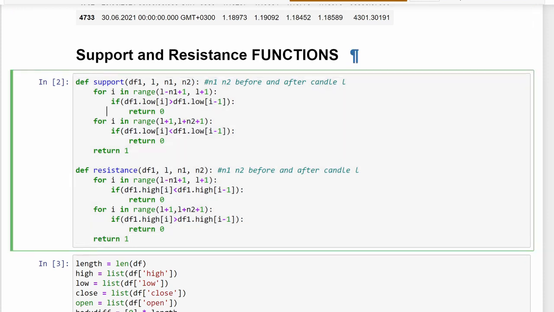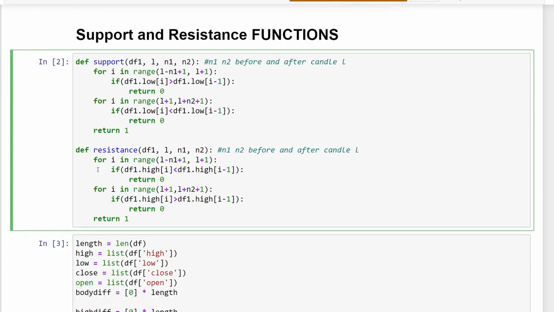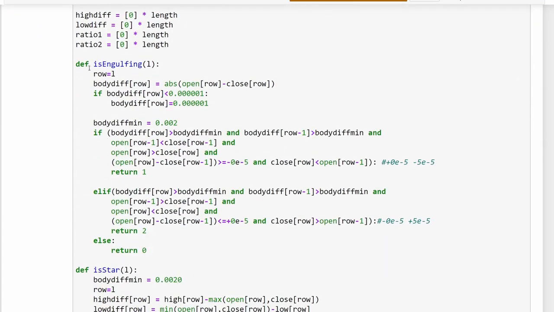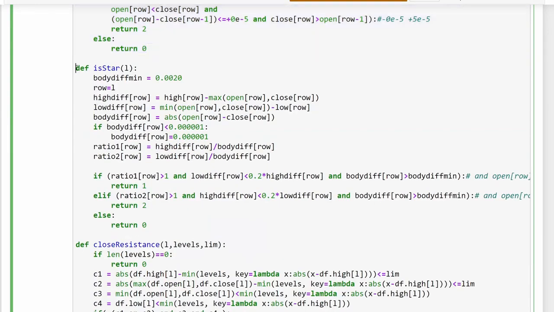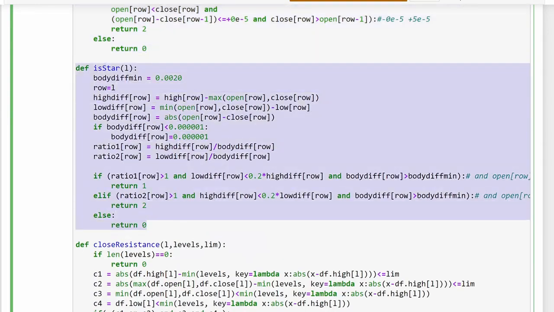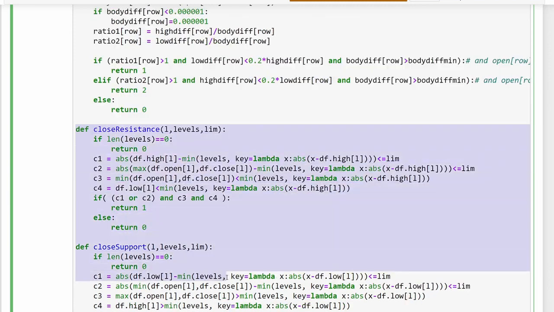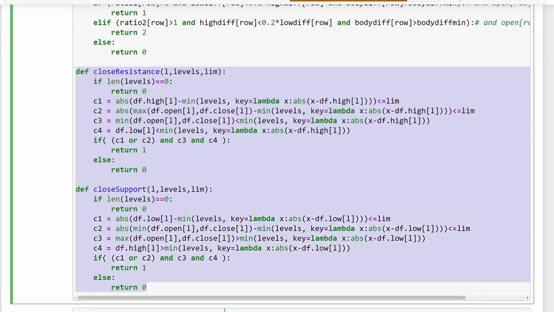So we're using the support and resistance functions to detect support and resistance values. We also have a set of functions to detect if we have engulfing patterns, bullish or bearish engulfing candles. Also, if we have any rejection patterns among candlestick patterns. We have a couple of functions to detect if we have a price that is close to resistance and support levels within a certain margin.